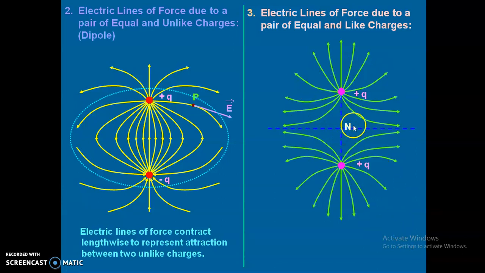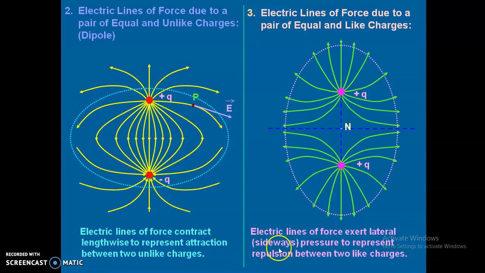This particular point N is a neutral point because there are no electric field lines lying in this region. That's why it is a neutral point. Electric lines of force exert lateral sideways pressure to represent repulsion between two like charges. So do remember and note it down.